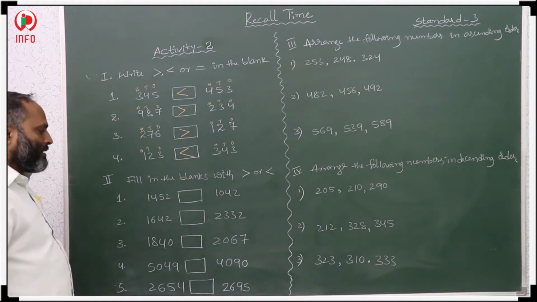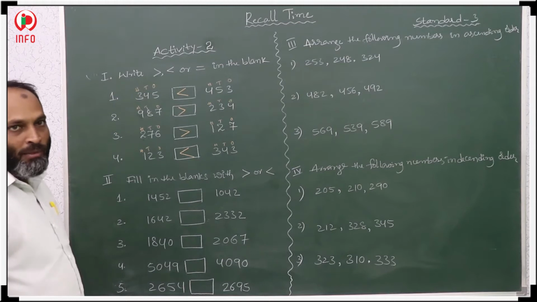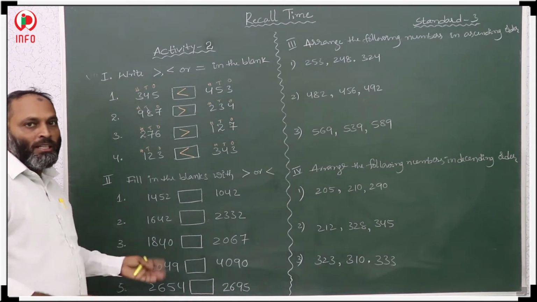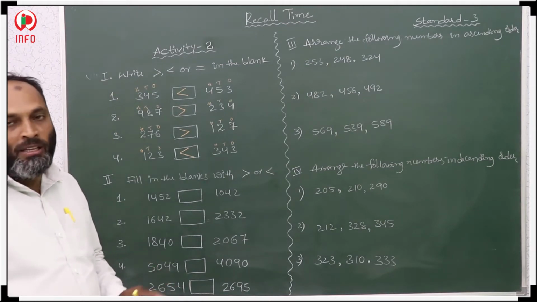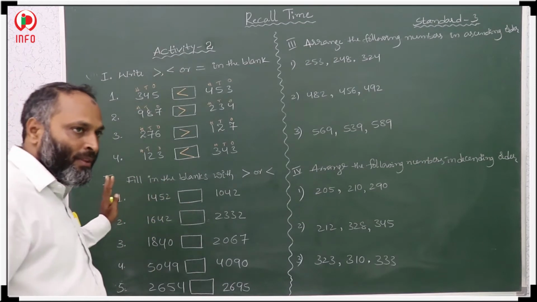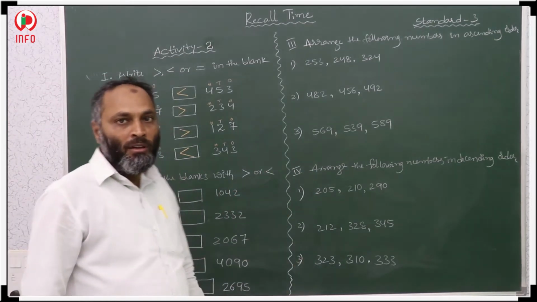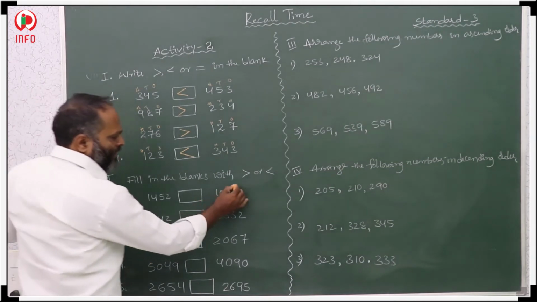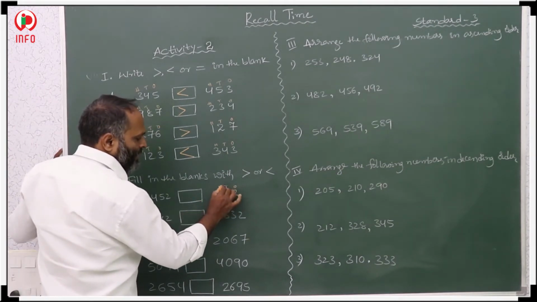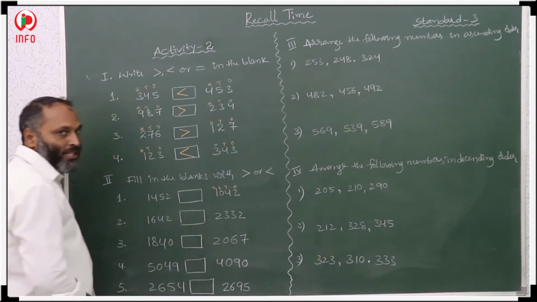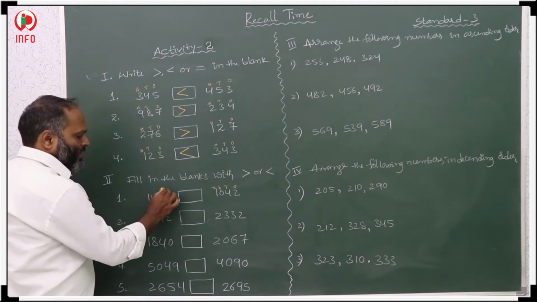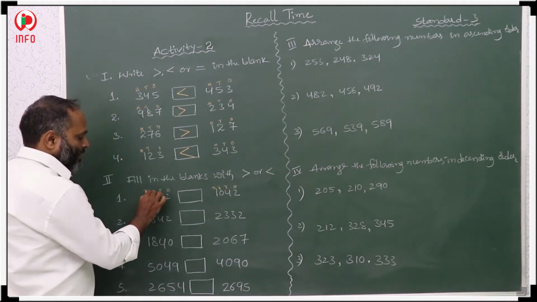Now here 4 digit numbers are given. Either it is 3 digit, 4 digit, 5 digit, whatever it is, we have to tally digits from left to right. Now here, this is ones place, this is tens place, this is hundreds place, this is thousands place.